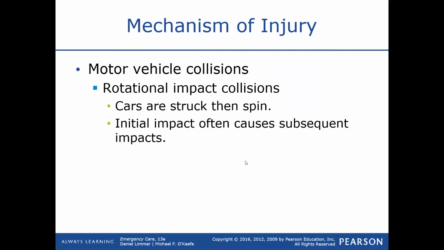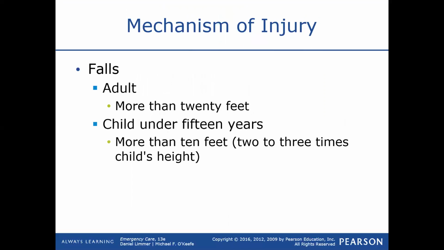Okay, rotational impact collisions. Cars are struck, then spin. The initial impact often causes subsequent impacts. So they get rolling or spinning, they hit a tree, they hit another car. Maybe the car's coming the other direction and this car just got kicked into their lane. Okay, you're getting hit from all sides. All right, they can be very, very serious.